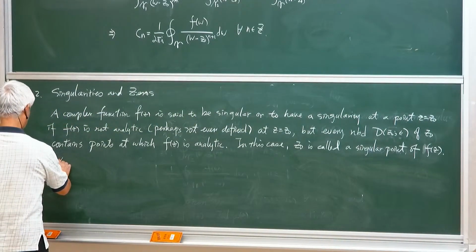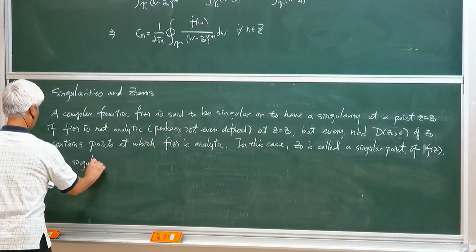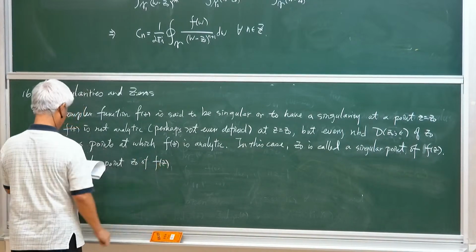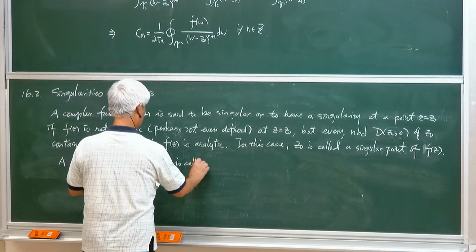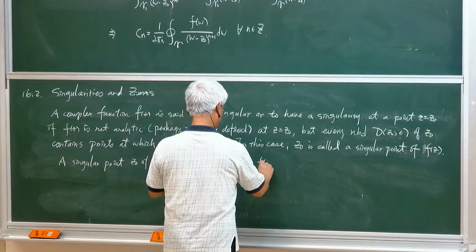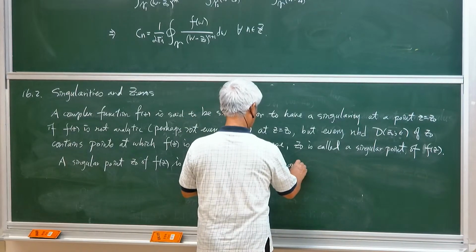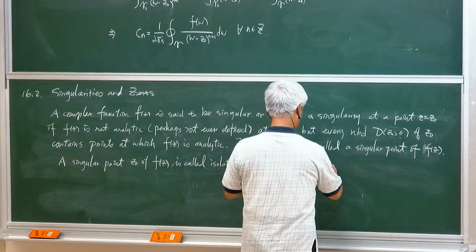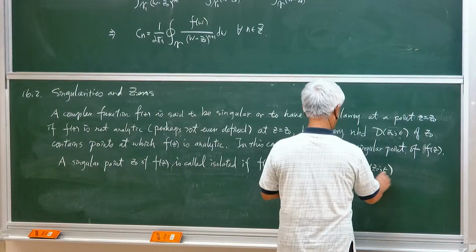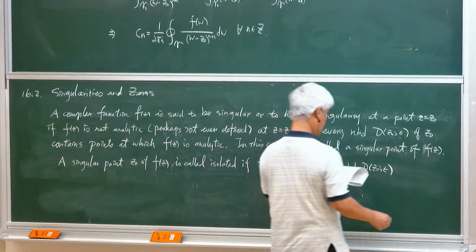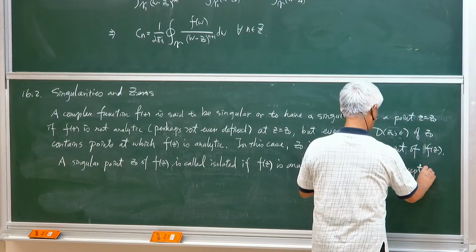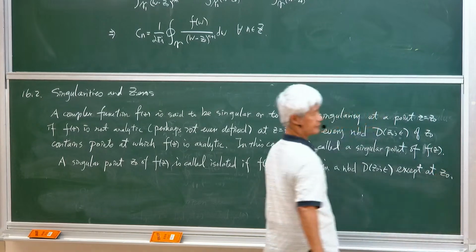Okay, now a singular point z sub 0 of a complex function f of z is called isolated if f of z is analytic in a neighborhood, in a small open disk, except at z0.